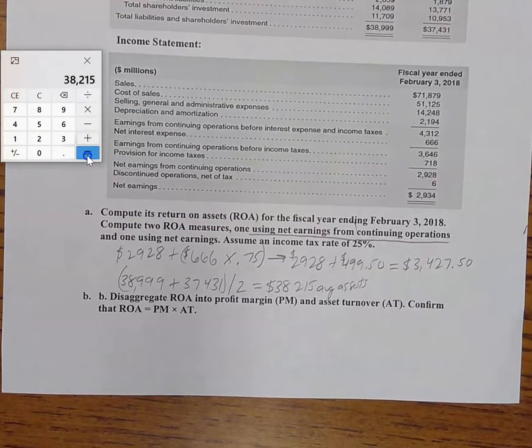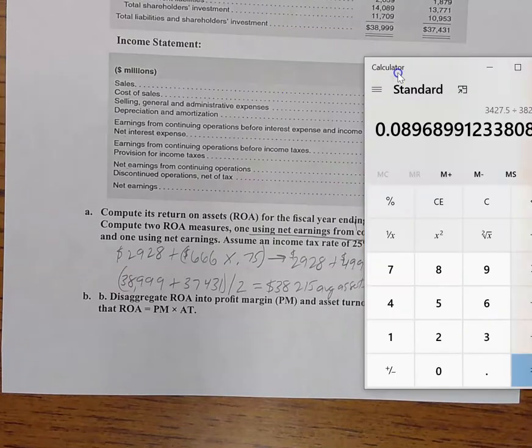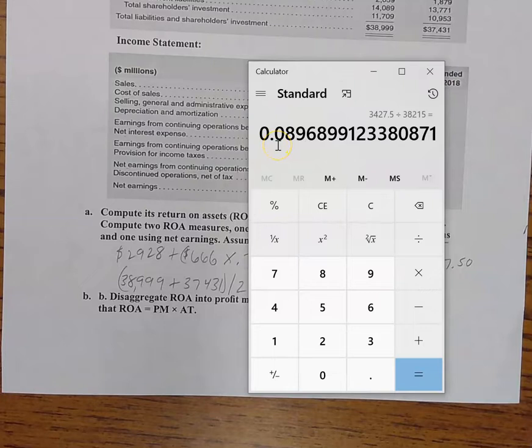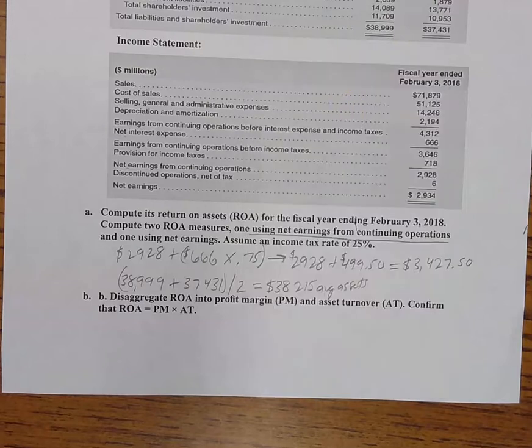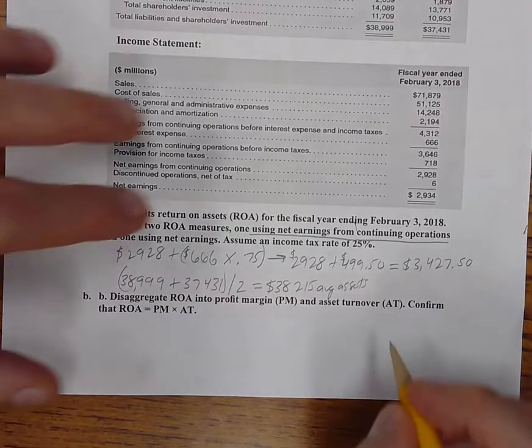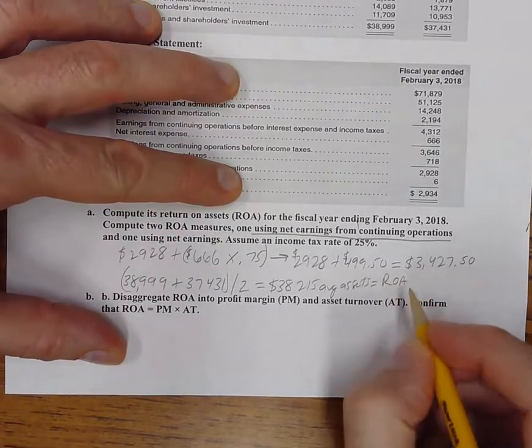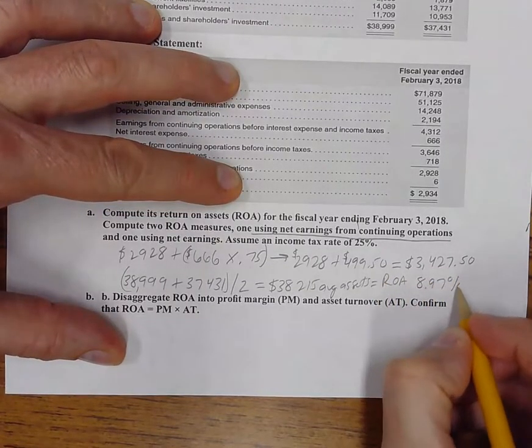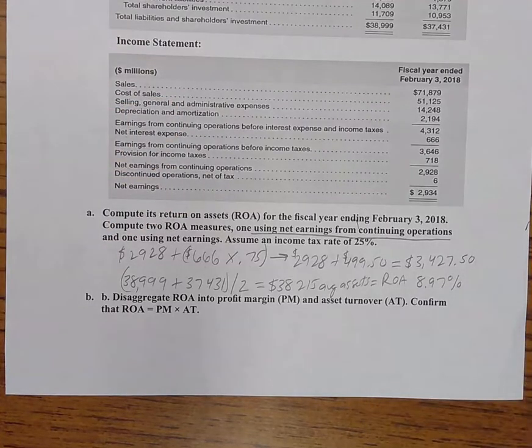Okay. And so what I'm going to do now is simply take this 3427.5 and divide it by average assets of 38,215, and let's see what that gives us. Looks like it's going to give us 8.97% if we round this. That equals an ROA of 8.97%. All right.